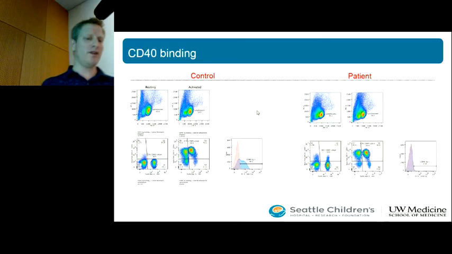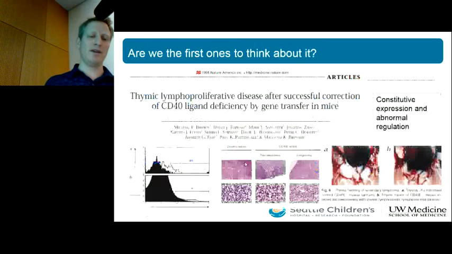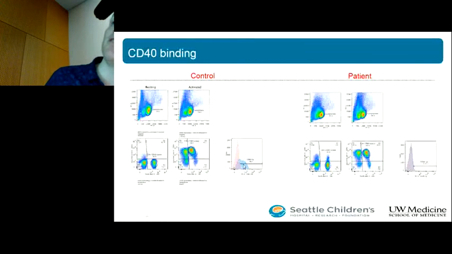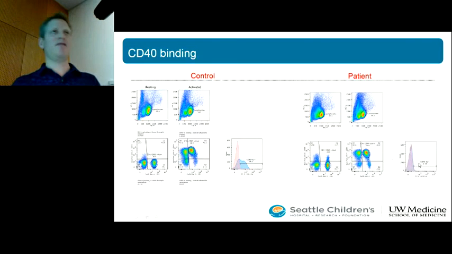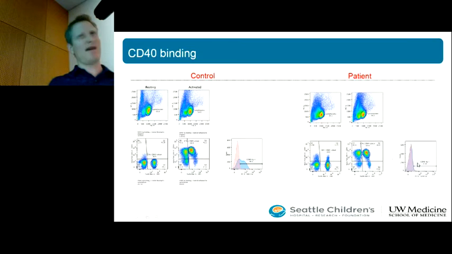So in the control, when you activate them, you see these blue lines or blue histogram, and these are activated cells which are able to bind CD40. In the patient, you can't see any positive cells. So even though it has some CD40 ligand, it can't bind CD40.